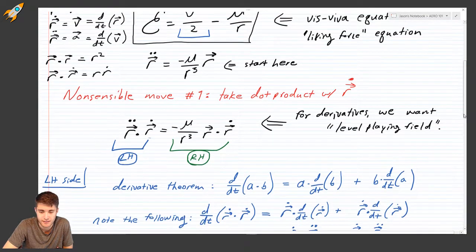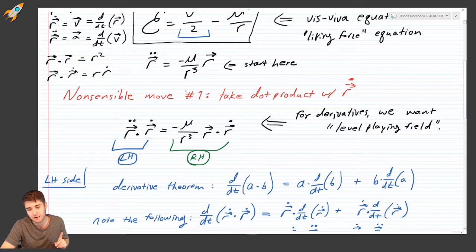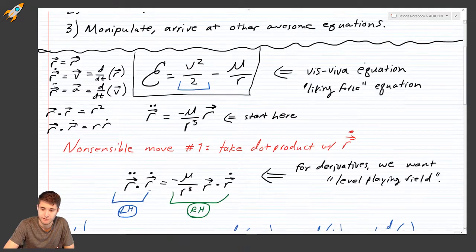And I said, allow me one nonsensible move that doesn't make any physical sense. Nonsensible move number one: allow me to take the dot product of velocity to both sides of the equation. It doesn't make any sense and it doesn't have to make sense. But that's what I did. I took the dot product with velocity to both sides here.